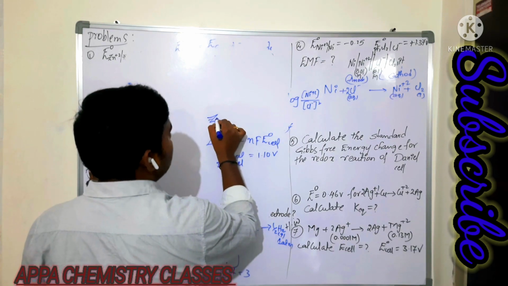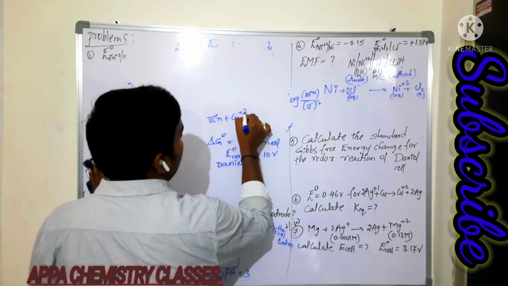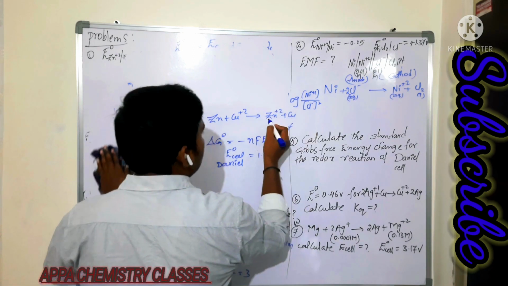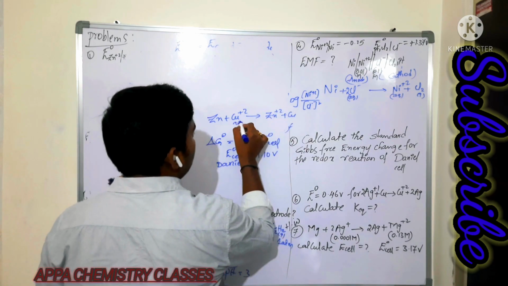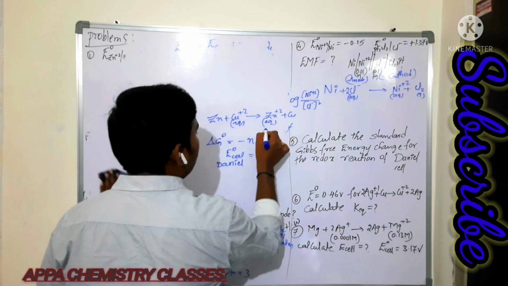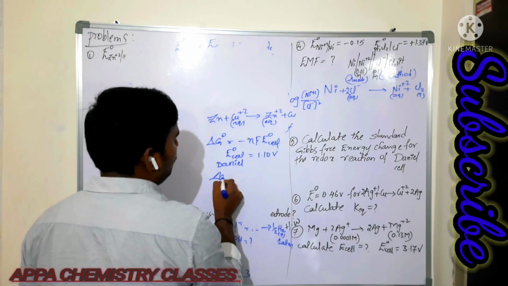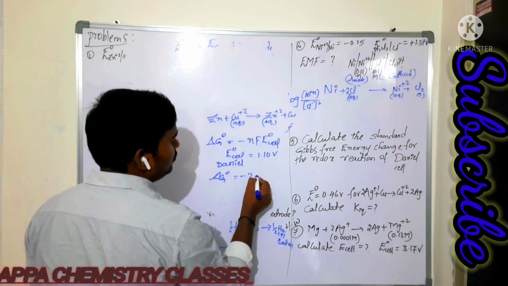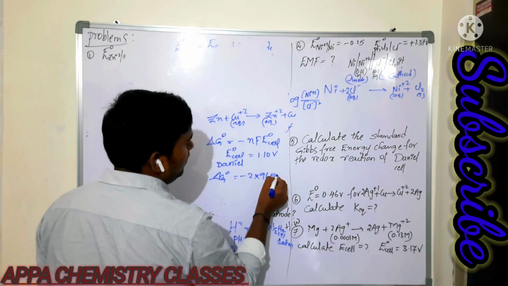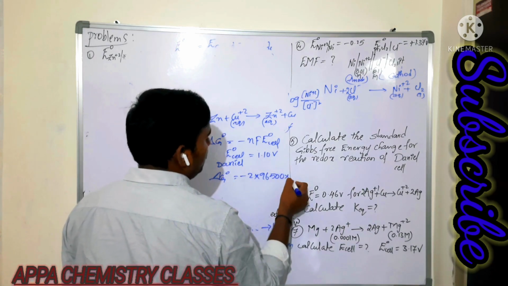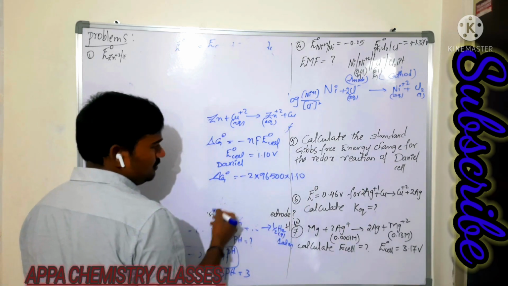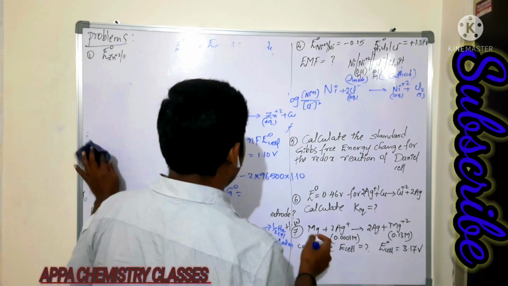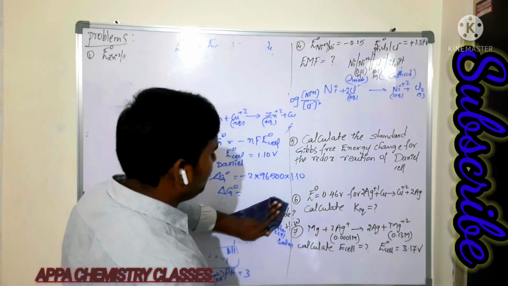What is Daniell cell? Zinc plus Cu plus 2. Generally we take this as an example of Daniell cell. In this case, we have the aqueous solutions. Now how many electrons are exchanging here? N, number of electrons, will be 2. That is minus 2 into 96,500 into E naught value 1.10. By multiplying this, we'll get the standard Gibbs free energy. Is that clear?